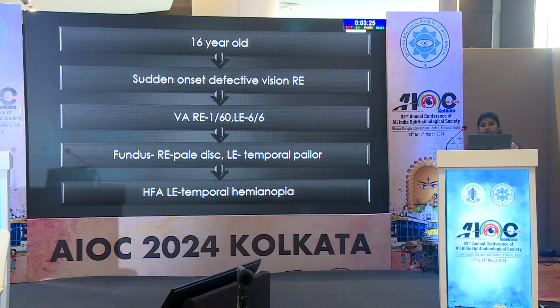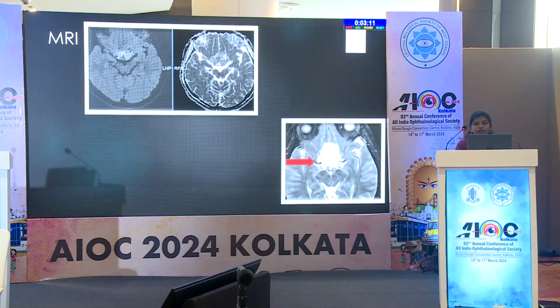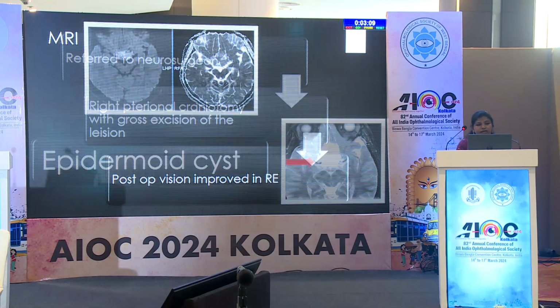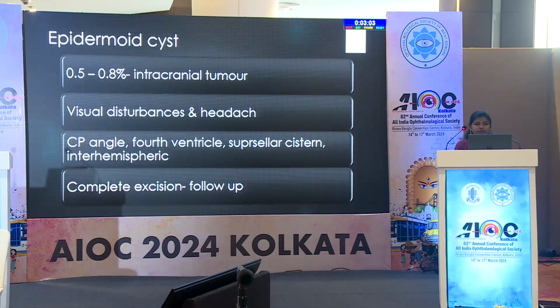Another girl, 16 years old, presented with sudden onset defective vision in the right eye. Right eye vision 1/60 and left eye 6/6. Fundus shows a pale disc in the right eye and temporal pallor of the optic disc in the left eye. MRI was suggestive of epidermoid cyst, and the patient underwent right pterional craniotomy with gross excision of the lesion. In post-op, vision improved in the right eye.